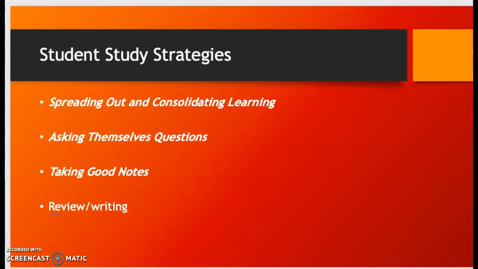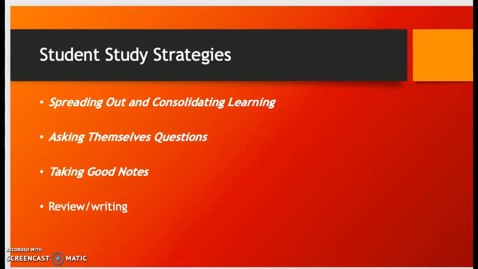So student study strategies. So spreading out and consolidating learning, asking themselves questions, taking good notes, and reviewing and writing. These things will help students with the studying process and help them retain more information. So it's important here that you're spreading out and consolidating. So you're not cramming things last minute, but you're actually taking time to organize and to learn.